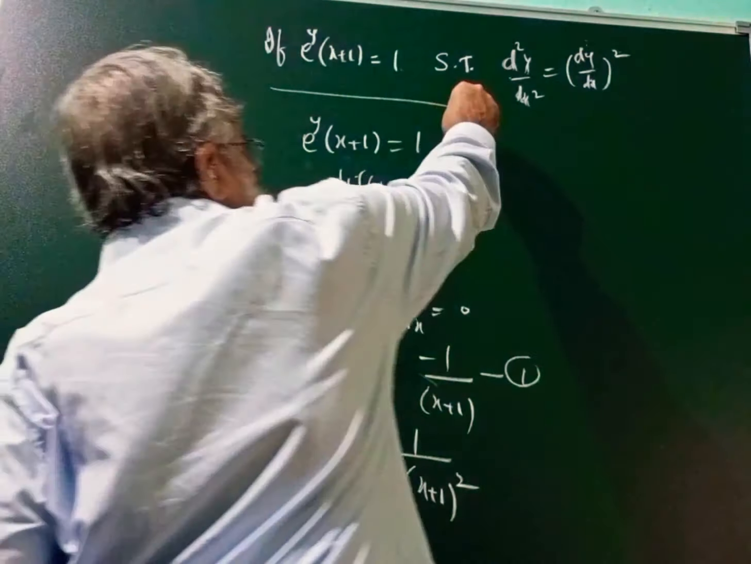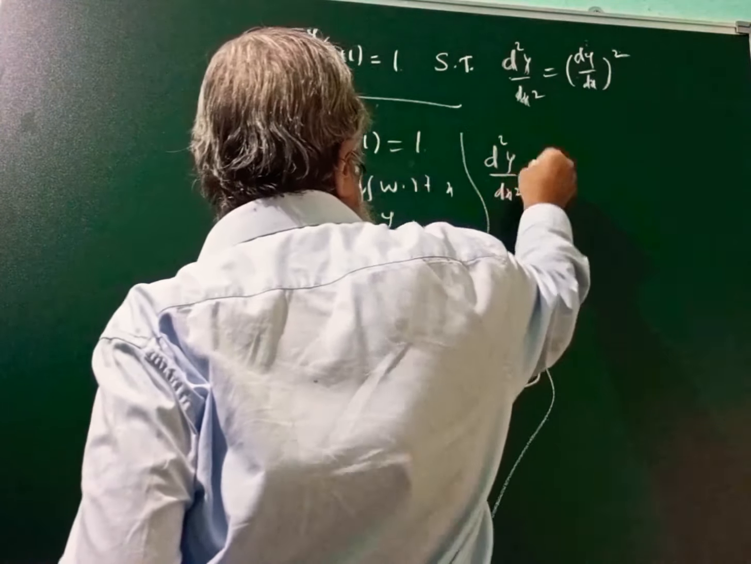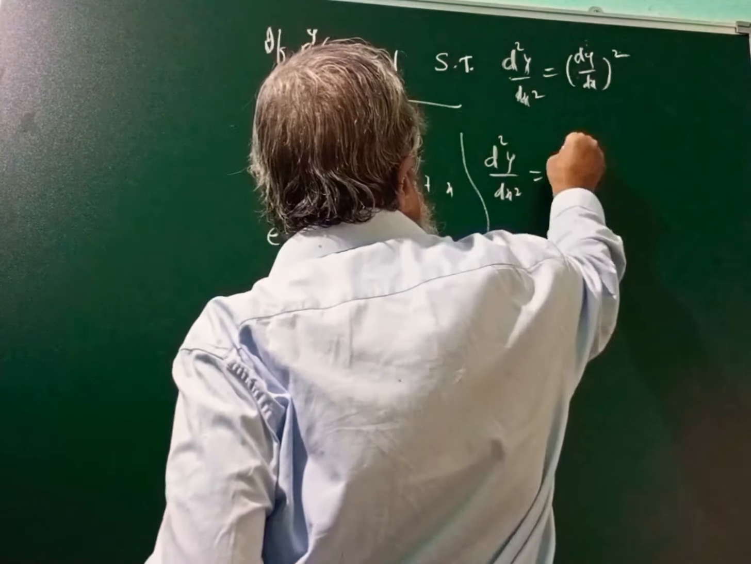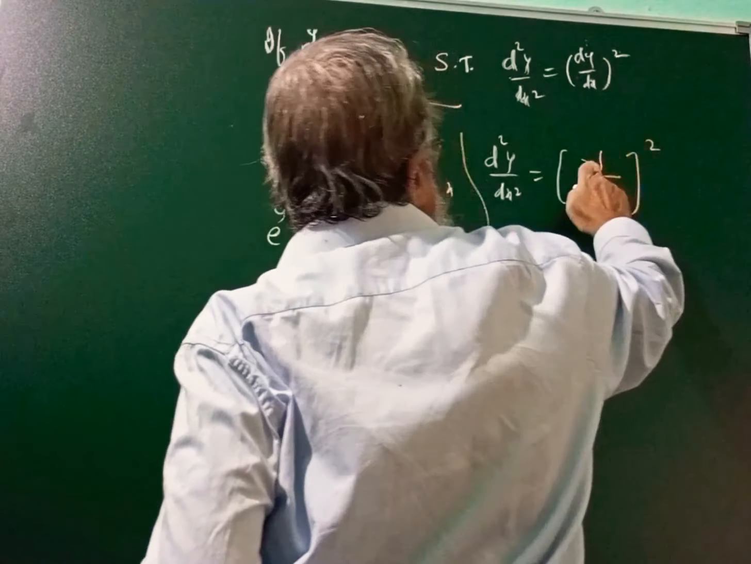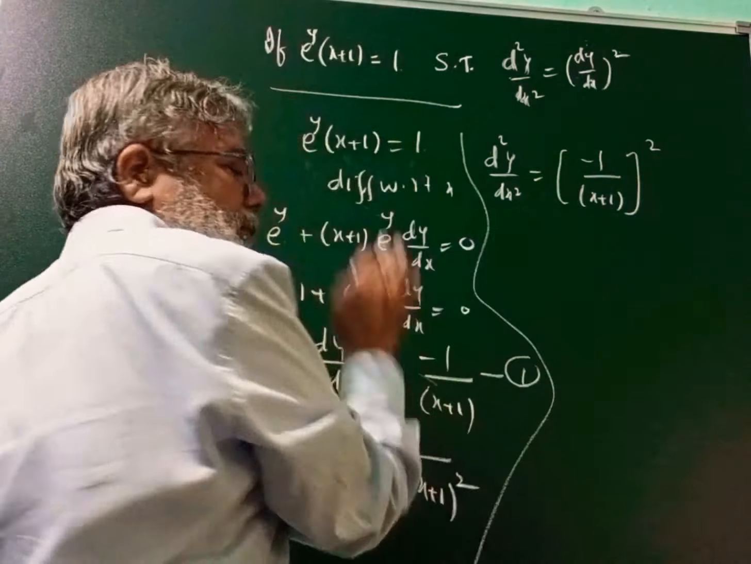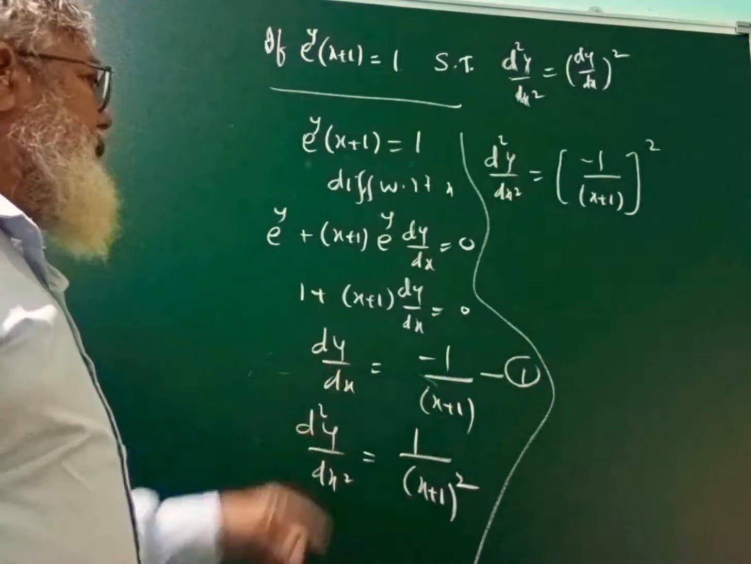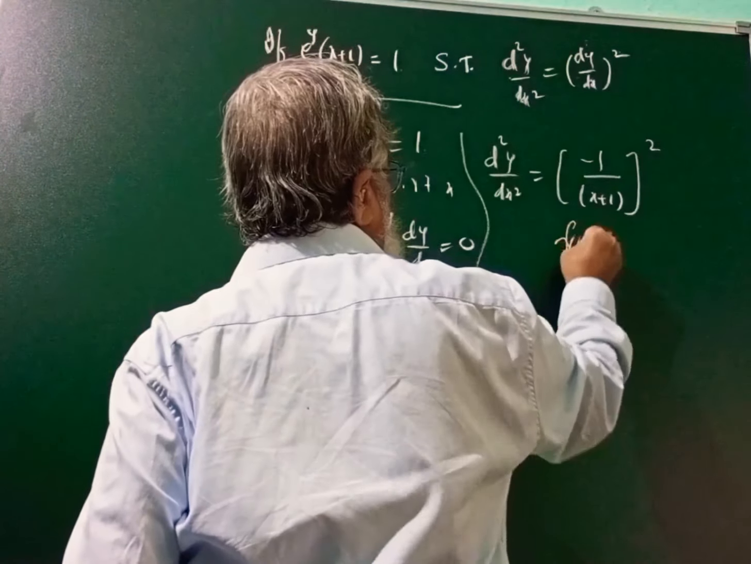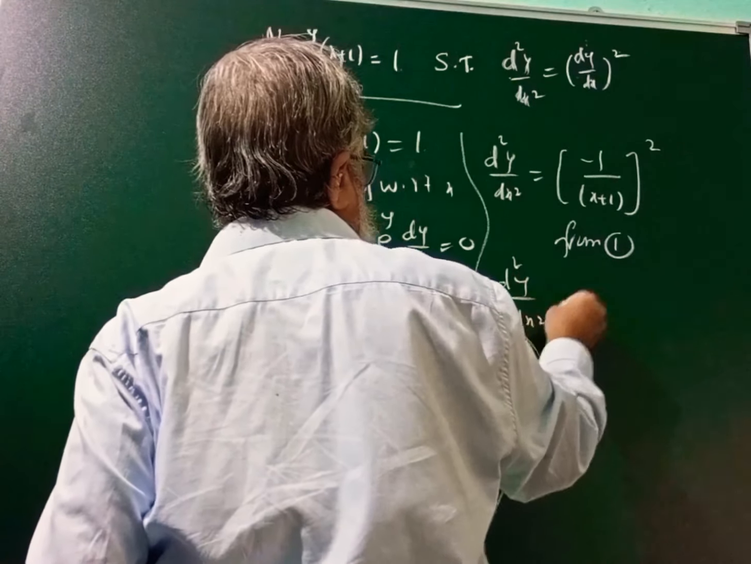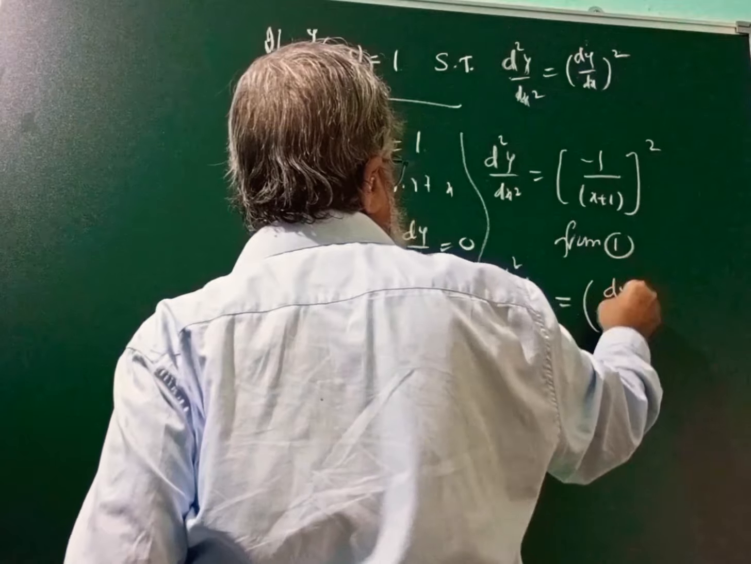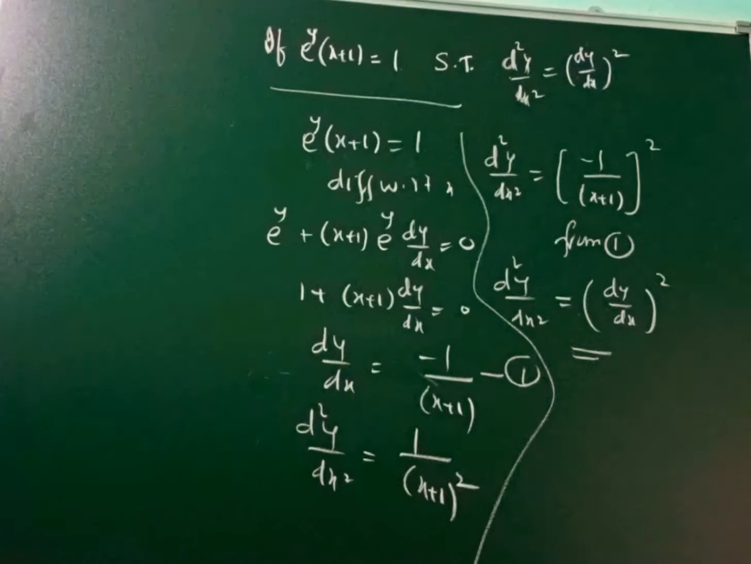Now this quantity can be written as d square y by dx square is equal to 1 by x plus 1 whole square, because of the square, minus will become plus here. No change in the value. But this value from equation 1 is nothing but dy by dx. From equation 1, we can write d square y by dx square is equal to dy by dx whole square, which is the required result here.